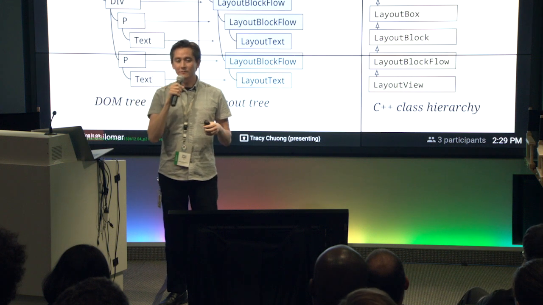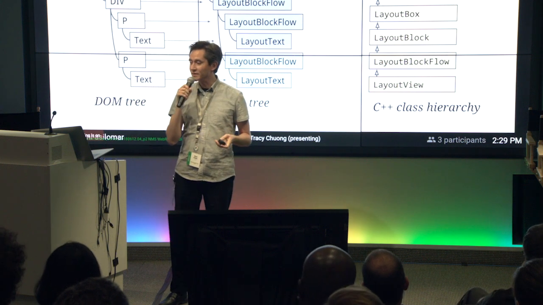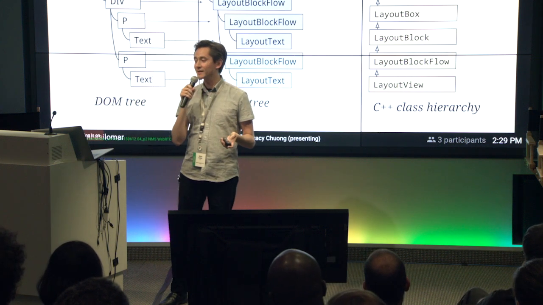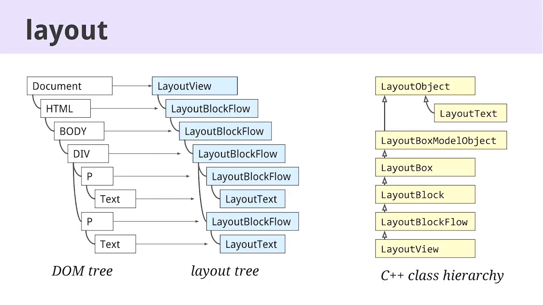So all of this layout information is stored in a separate tree linked to the DOM. We call this the layout tree. And the nodes in this tree implement the layout algorithms. So there's a bunch of layout classes like layout box, layout inline, layout table, et cetera, depending on what layout algorithm the element needs to use. But they all inherit from this common base class layout object. So every node in the layout tree is a layout object.